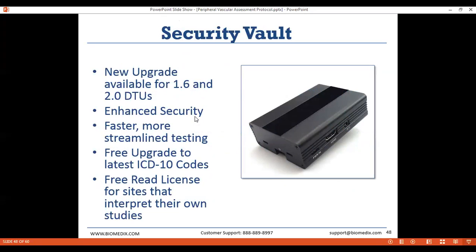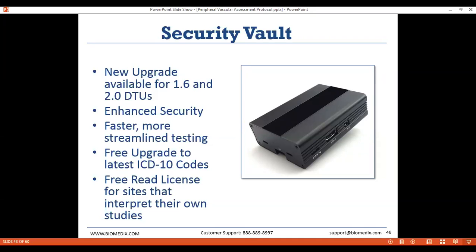The last thing that I wanted to highlight is called the Security Vault. This is an upgrade that's available for both models of the device. We've made some upgrades to the technology, to our software recently, and we wanted to make sure that those upgrades were available not just to our new clients, but to our existing clients as well. So if you're interested in the latest upgrades, it allows for enhanced security. It allows for faster testing. It gives you a free upgrade to ICD-10 codes.